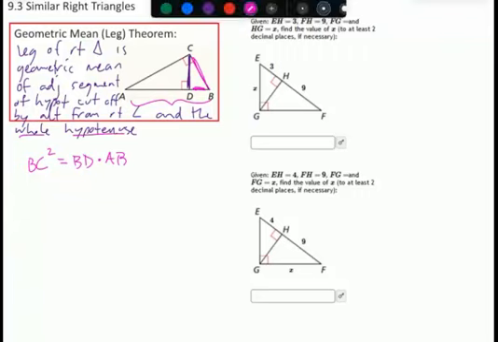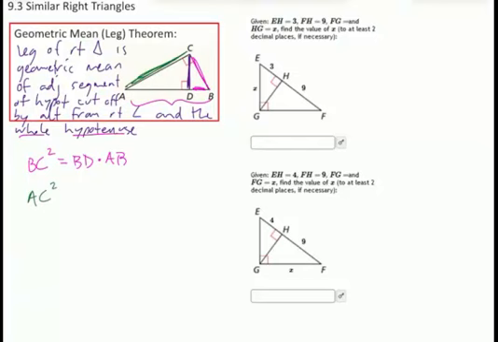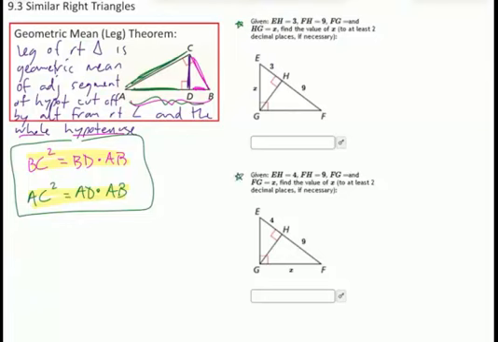If we were finding the relationship of this other leg, then this other leg is the geometric mean, meaning it fits that pattern x squared equals a times b. So AC squared is equal to the adjacent segment of the hypotenuse, AD, times the entire hypotenuse, AB. Those would be your two possible equation forms for this. See if you can use that geometric mean theorem where you're finding the unknown leg from those formulas.